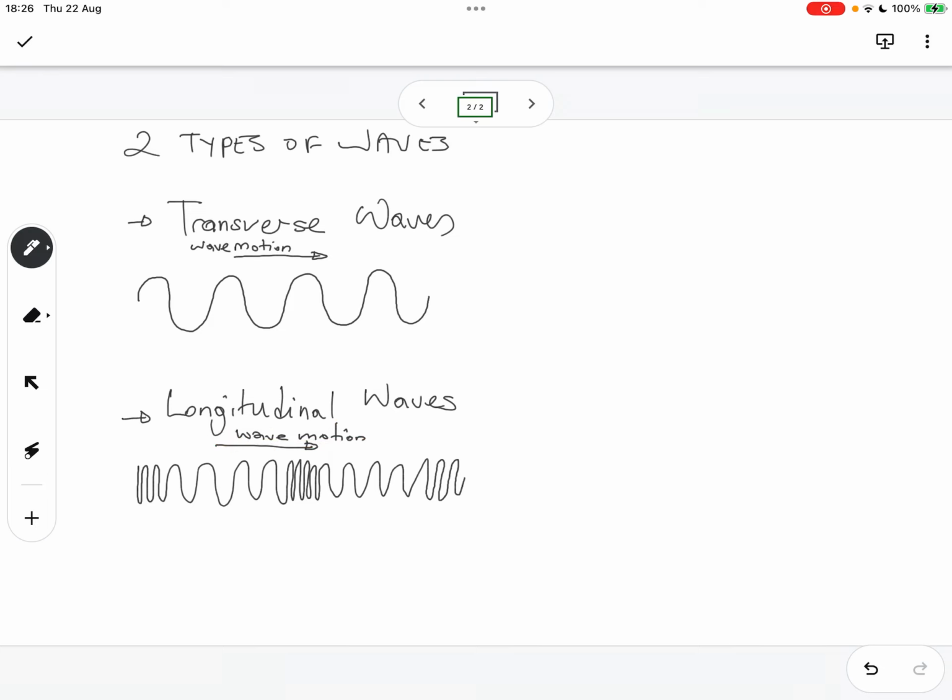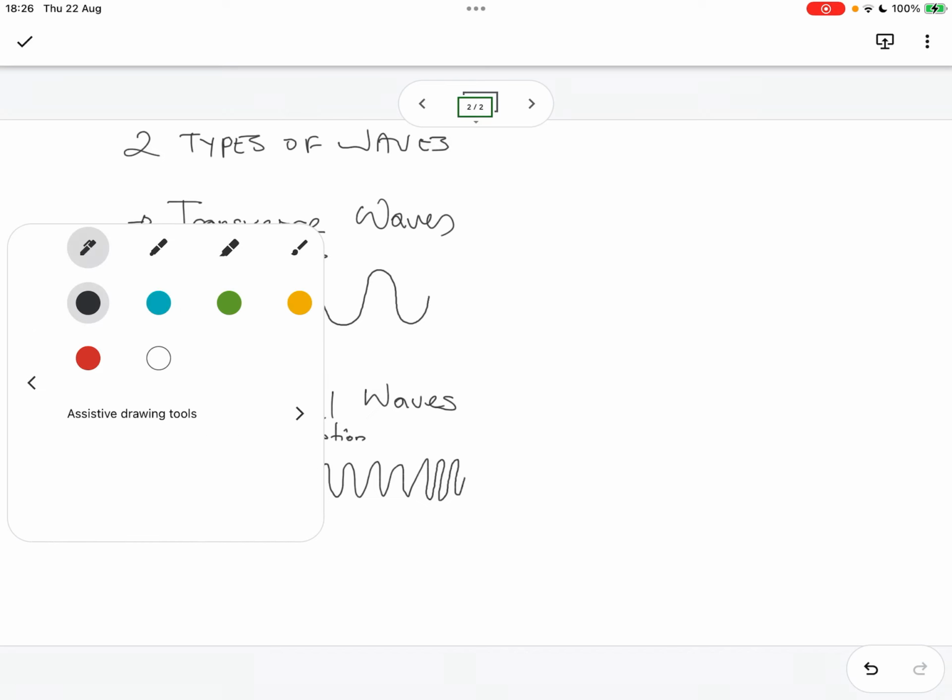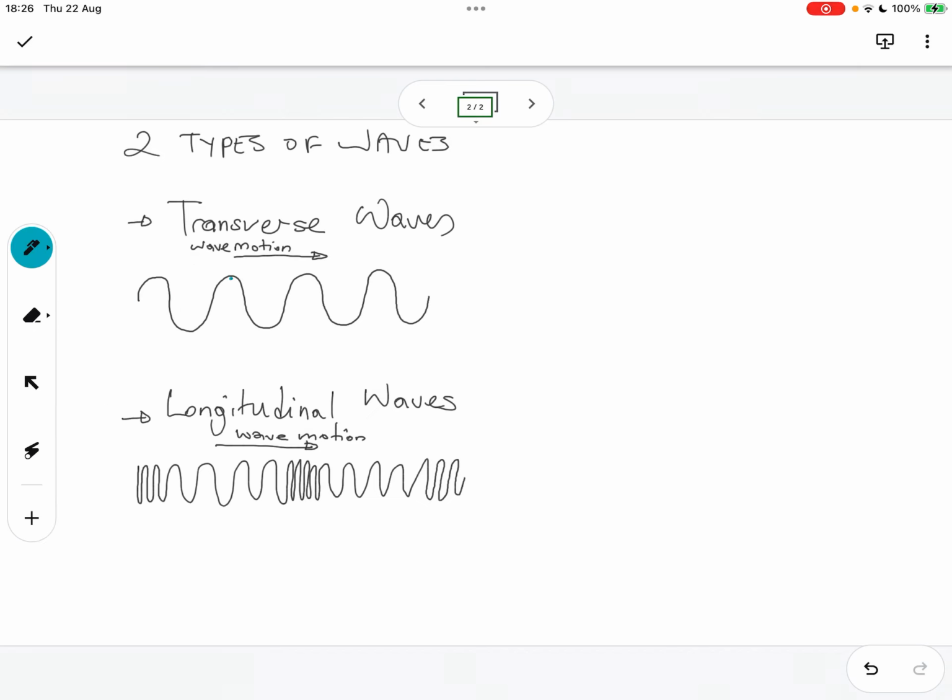Now, if we have a particle, let's say we're looking at those ripples on the surface of water, and we're looking at a particle of water, it'll move from up all the way to down, so from the crest to the trough, again to a crest, and then again to a trough.